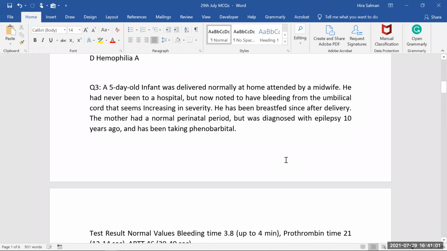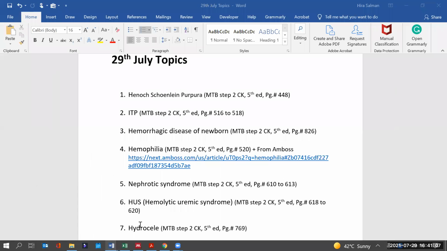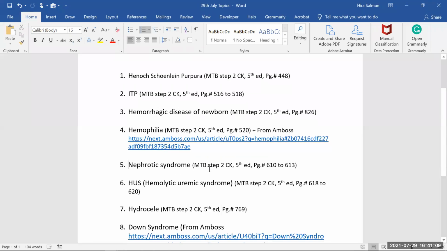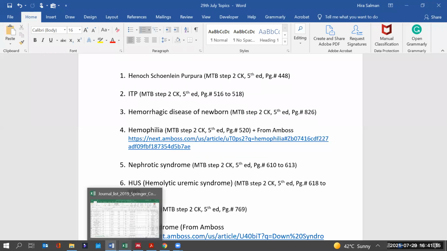Okay, so now for the next one, I think we should go for the theory first. So we have this hemorrhagic disease of the newborn. Hemorrhagic disease of the newborn is very easy to diagnose. Their questions are very easy.